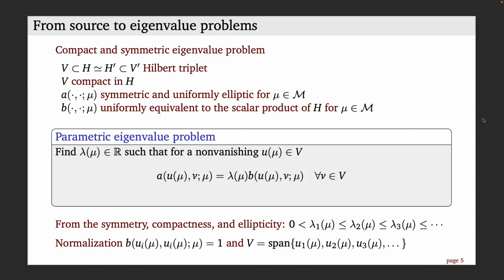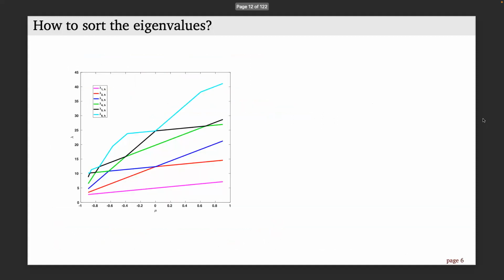This is what usually people do if there is no parameter: lambda 1, lambda 2, lambda 3, u1, u2, u3. But if there is a parameter mu, even in the very easy situation where the parameter is real, just one dimensional, like here, we have mu, the parameter, on the x-axis, and the value of lambda on the y-axis. You see that in a very simple situation like this one, I will show the equation later on, the eigenvalues represent curves in the space, and these curves may cross.